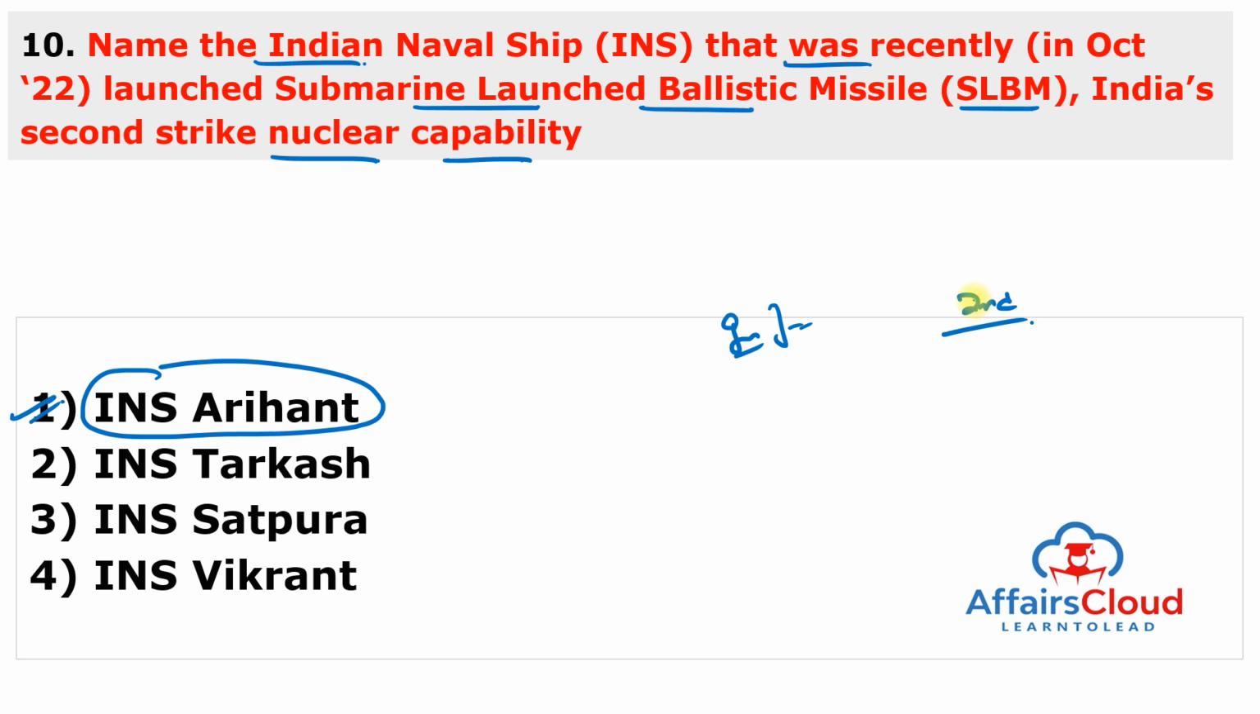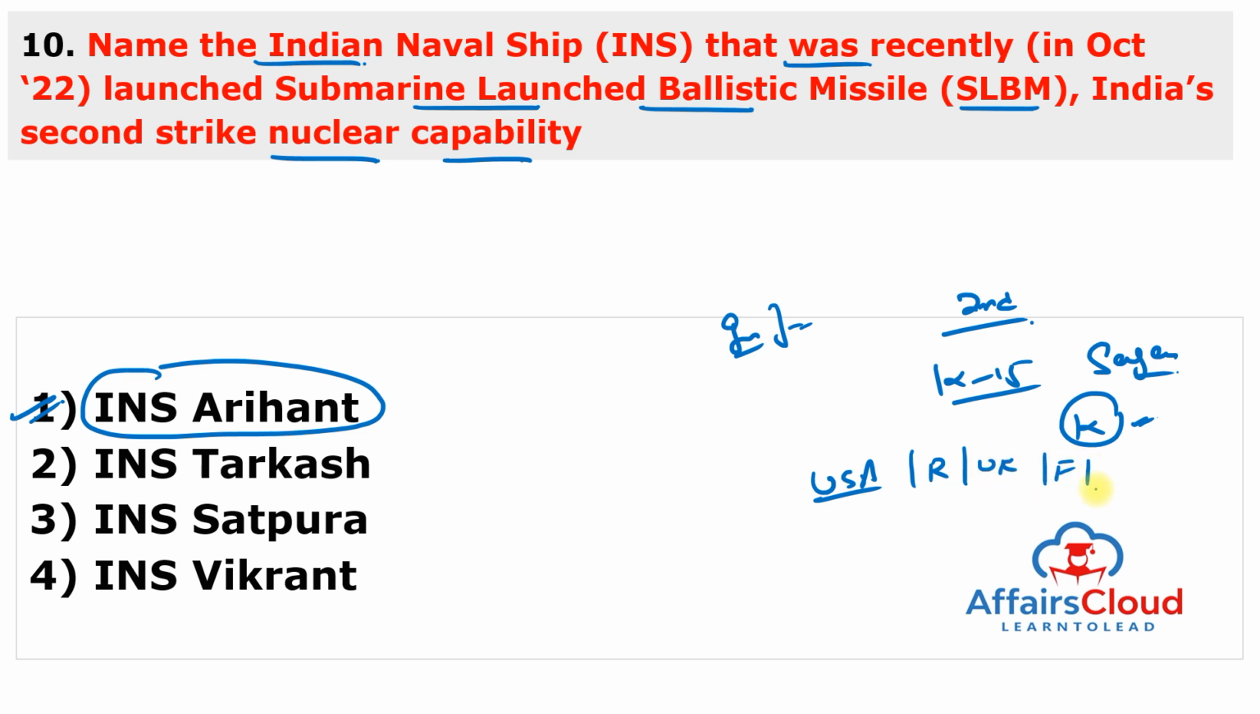And the missile that was launched is speculated to be the K-15, also known as Sagarika, a member of the K family of SLBMs, or you can say Submarine Launched Ballistic Missiles. And after the United States of America, Russia, United Kingdom, France and China, India is the 6th country in the world to deploy nuclear powered submarines equipped with ballistic missiles.